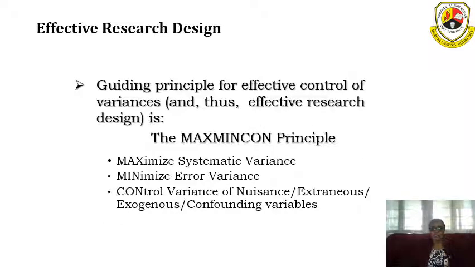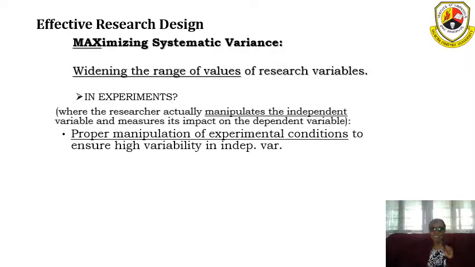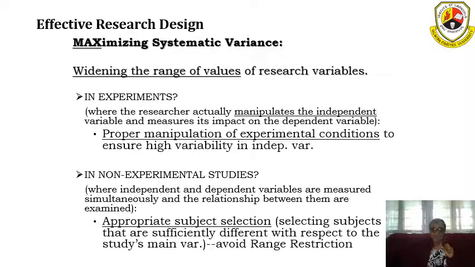What are these three things that we want to look at? We're going to look at these three in detail. The principle is referred to as MaxMinCon. MaxMinCon, so that stands for maximize, minimize, and control. Let's look at this in detail. So maximizing systematic variance. What is this? What does this mean for us?